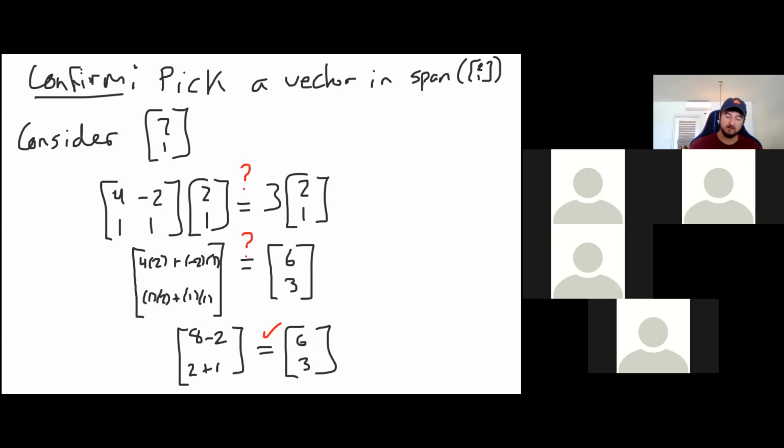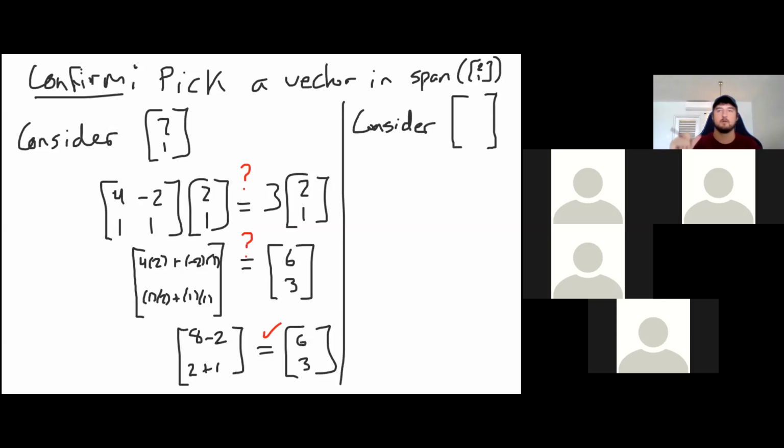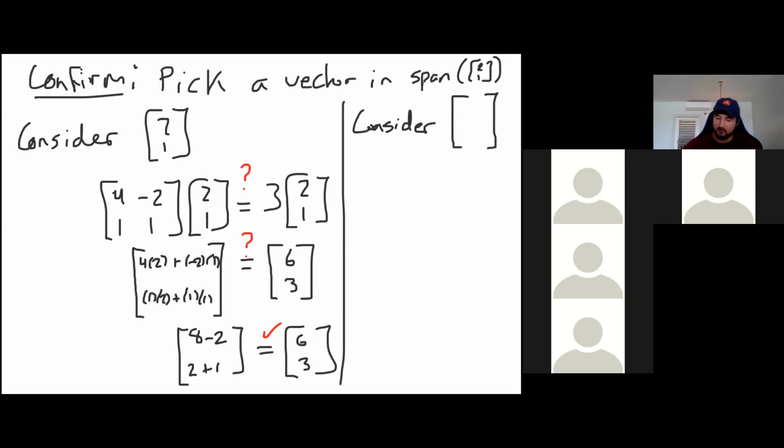So let's just do one more calculation real quick. Someone give me another vector that would be in the span of (2, 1). Someone other than Eliam, since he got the first one. (8, 4). (8, 4).